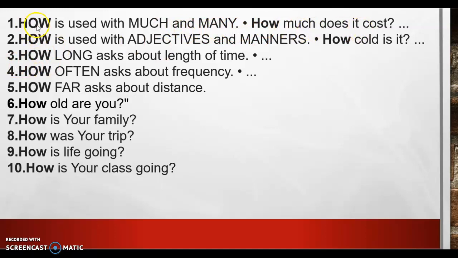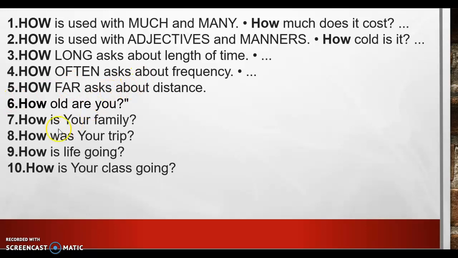You see, we add how and many or much. How is used with adjectives and manners. How cold is it? It's the question. Number three, how long? Asks about lengths of time. Number four, how often? Asks about frequency. Number five, how far? Asks about distance. How far is your house?